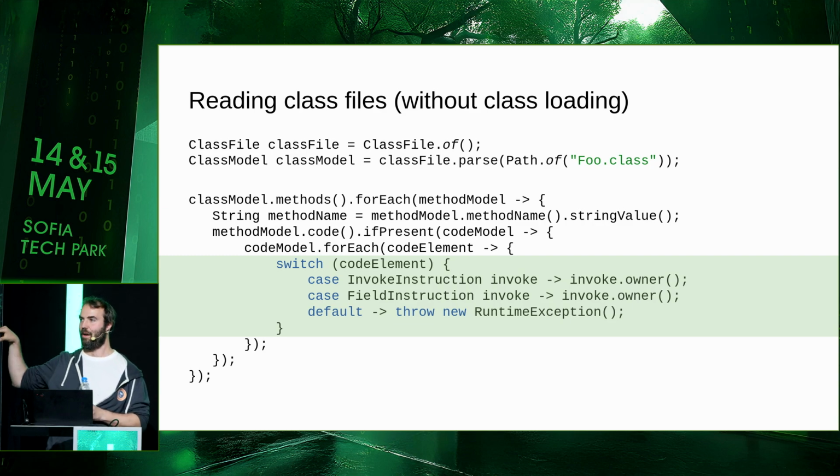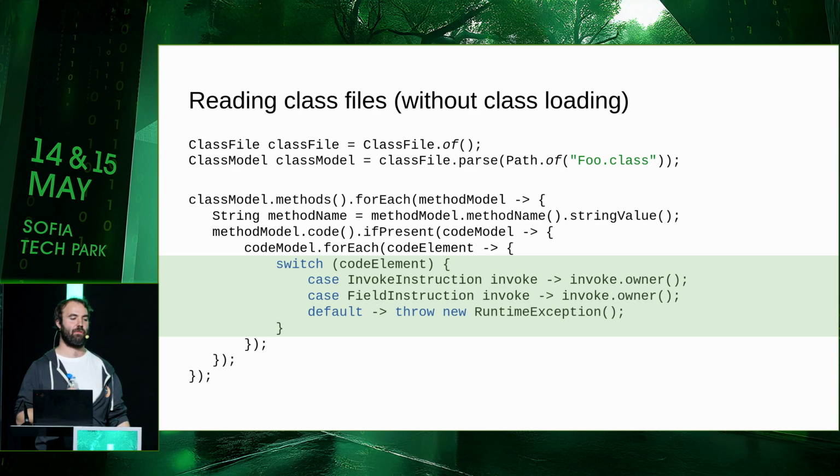You have a method that invokes another method. Give me the owner of this method. So if foo calls a method on an instance of class bar, then the owner will be bar. If it accesses a field of bar, the owner will be bar again. And for all the others, you throw a runtime exception. Of course, this is because you're not done here.